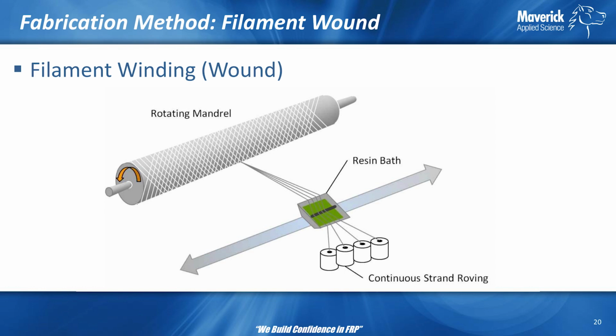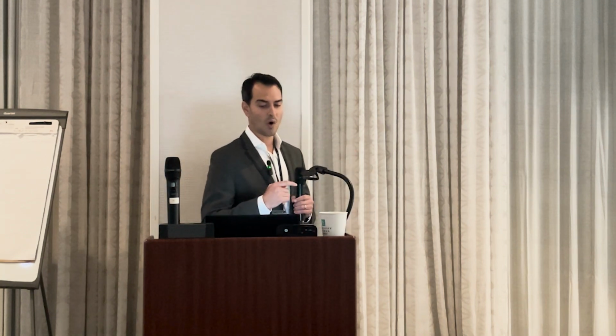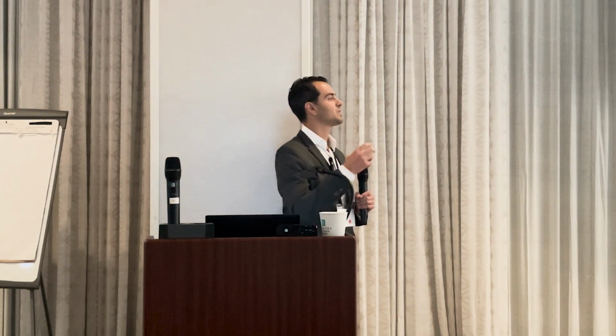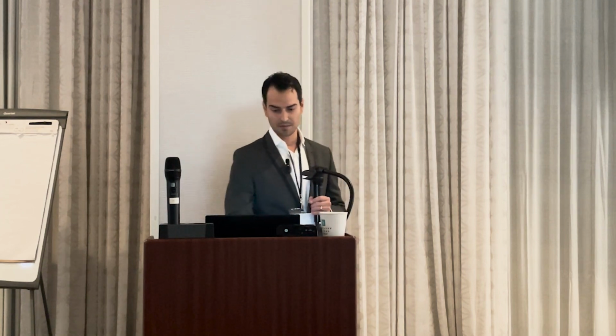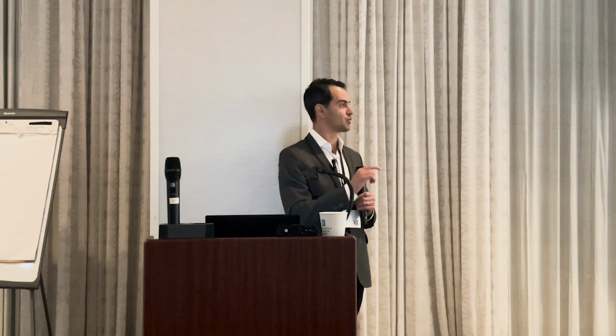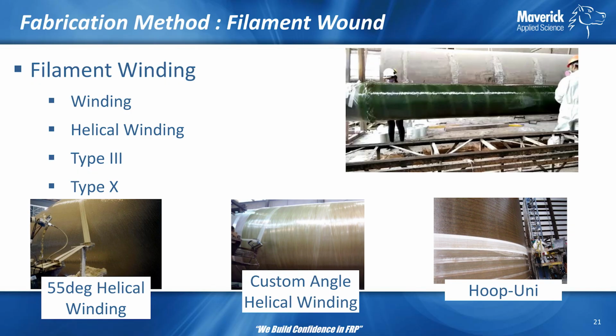So filament winding consists of these continuous strands of glass going through a resin bath and then winding around a rotating mandrel. As you can see in the picture, the carriage is moving laterally across that mandrel and the mandrel is spinning. Here, I can show you a video of that process. So filament winding can be called winding, helical winding, or type 3, or even type X.